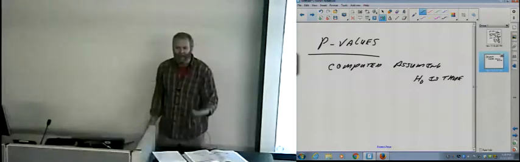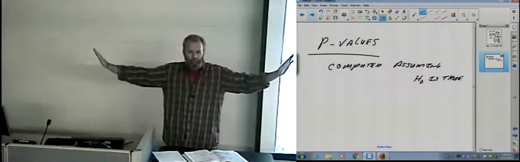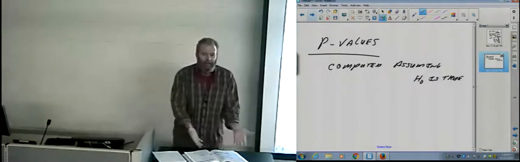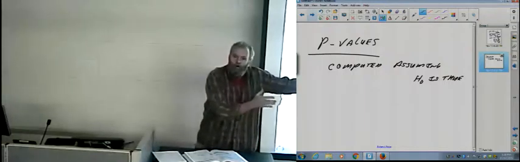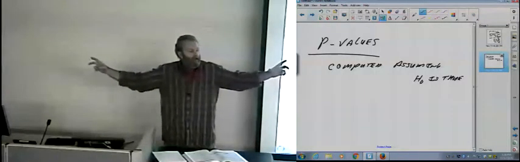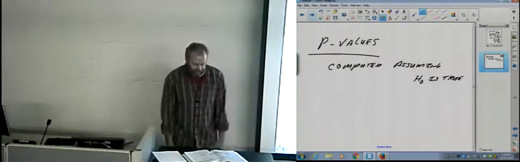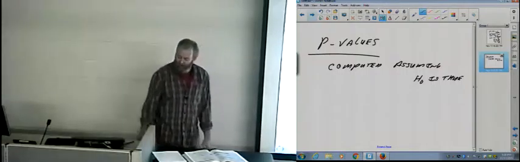They say as extreme or more extreme to try to get you to think about it's the area in the tail. All right? They don't want to say both, as large or larger if you're going this way, or as small or smaller going this way. So they say as extreme. It's the area in the tail. All right? Now, the next thing it says is this. The smaller the p-value, the stronger the evidence against H naught provided by the data.